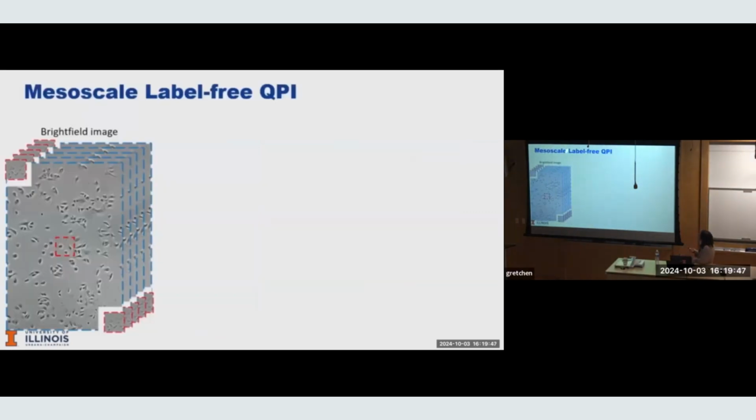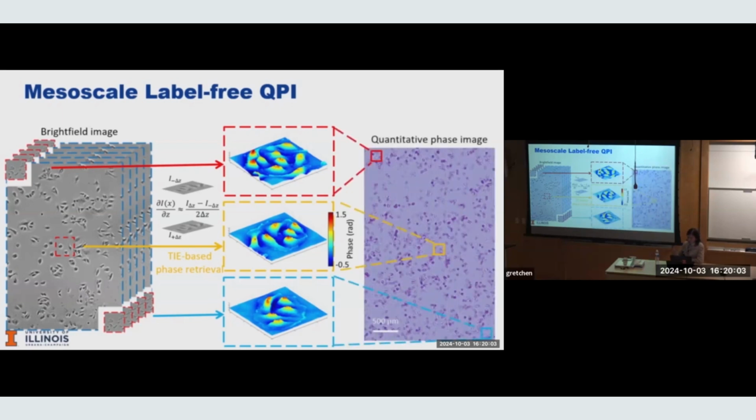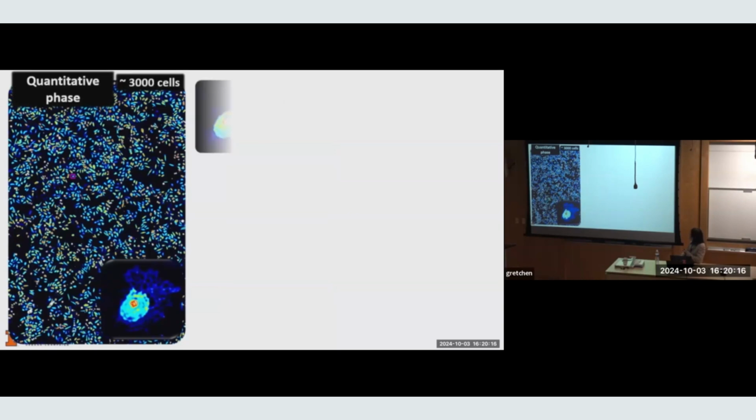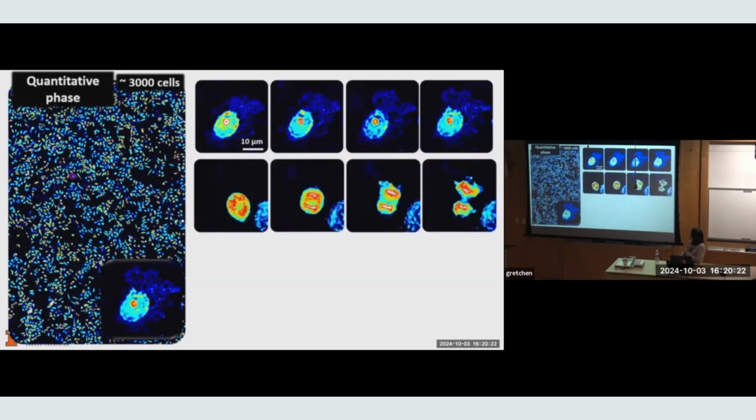So again, we want to do phase imaging, just basically taking a stack of images and doing a transport of intensity equation-based phase retrieval that can retrieve the phase over a large field of view. So this allows us to capture, in a single field of view, roughly 3,000 cells, and you can still get sub-cellular level details. You can see the cytoskeleton here, and we monitor them dynamically. So you see the dynamic changes. This is mitosis that we capture in this process.